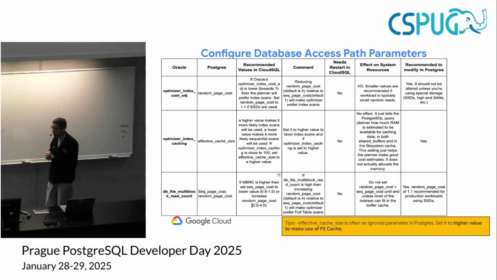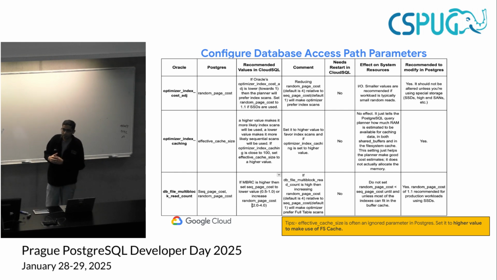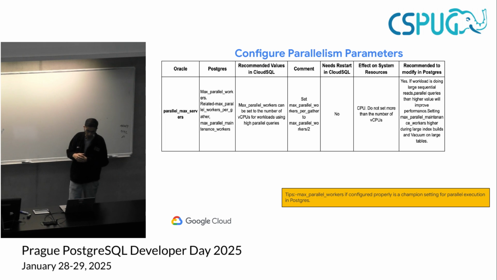It is almost set to 1.5 or 2x times the size of the RAM. And please bear in mind, it does not actually allocate that memory to the index. It just gives an estimate to the planner that this amount of data cache, both in the shared buffers and the kernel cache, is available for the index scans actually.